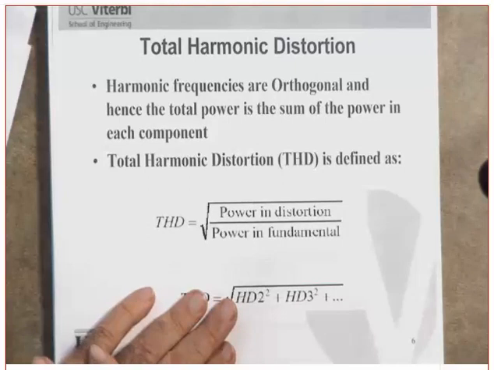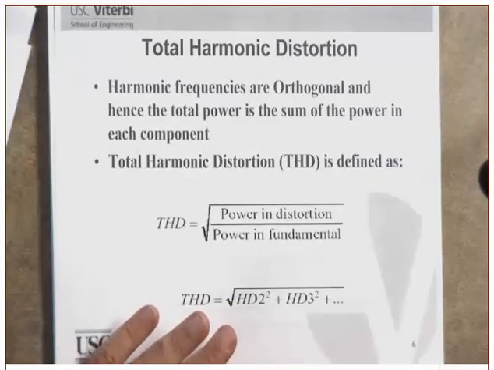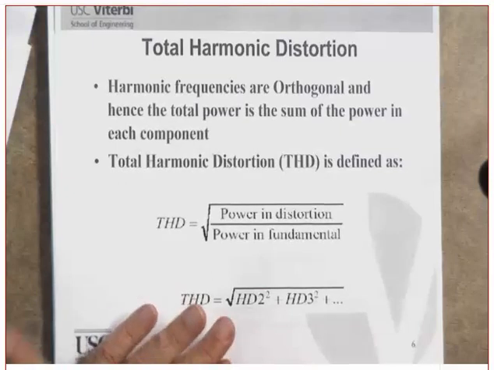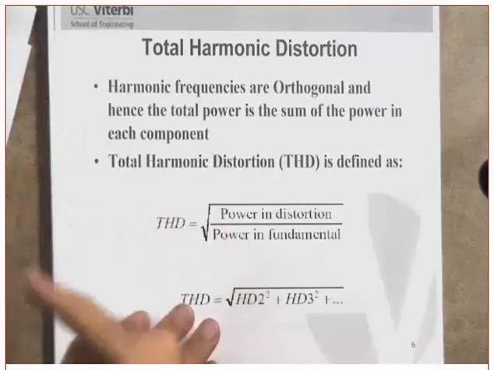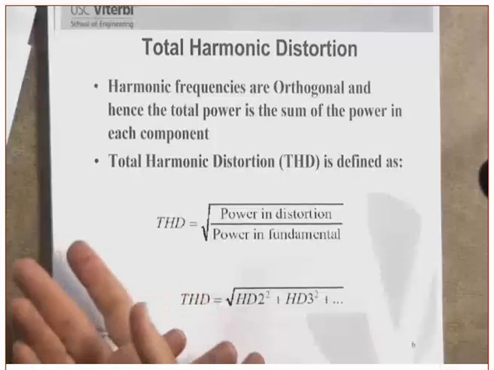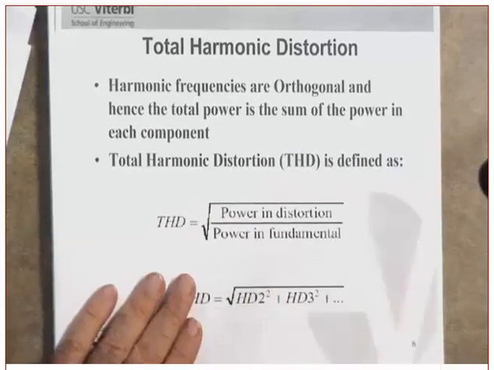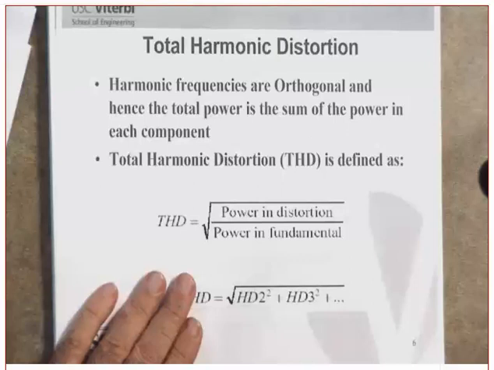Just like when you say two vectors are orthogonal, how do you prove it? You take the dot product, and it is equal to 0, because if they are orthogonal, the angle between them is 90 degrees, and cosine 90 is 0. Clear? Okay. Harmonically related frequencies, are they orthogonal? Yes, they are orthogonal. Are you following me?